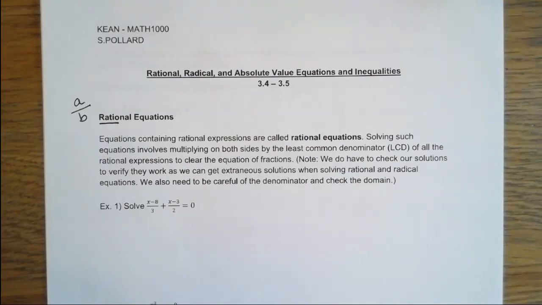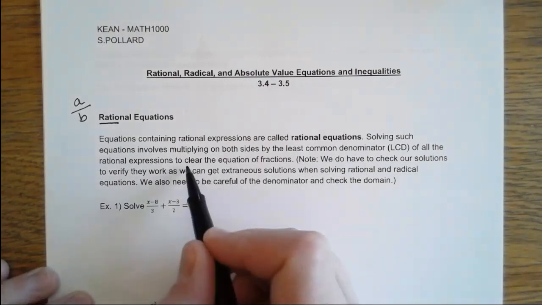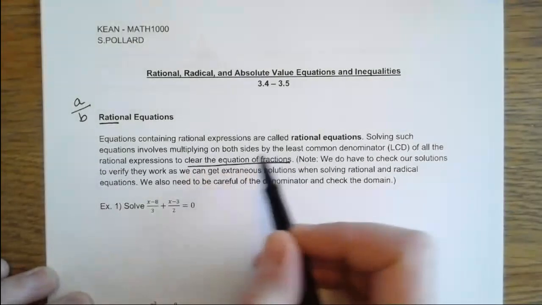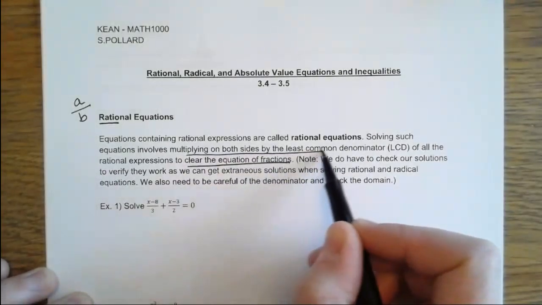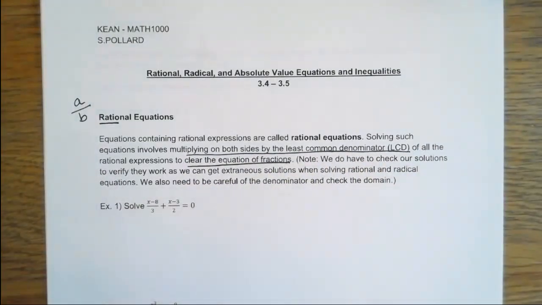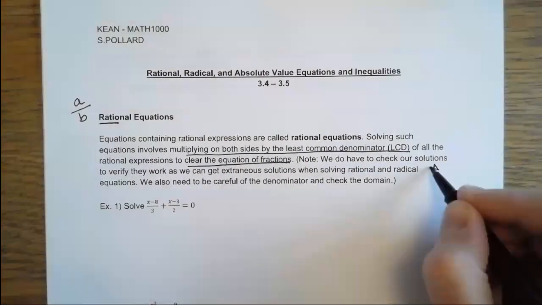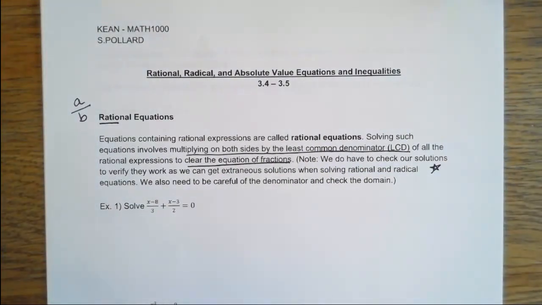A great way to work with these is to actually solve them by canceling the fractions. And to do this, so to clear out the fractions, we multiply both sides of the equation by some sort of common denominator. And we do recommend the least common denominator since obviously smaller numbers make your life a little bit easier in the long run. A really important thing though is that we do have to check our solutions to verify they work.